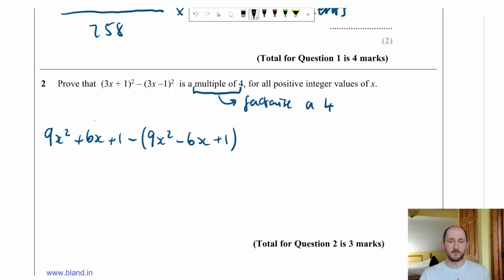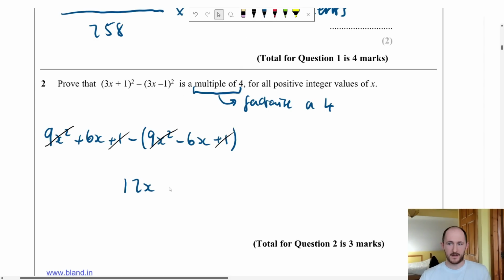If you want, and you don't believe me, you can just expand the brackets and you can literally see that it works, right? You have 9x squared and then minus 9x squared. 6x minus minus 6x would actually be 12x. And lastly, we have 1 minus 1, which is shockingly 0. Just like that. So we have 12x.